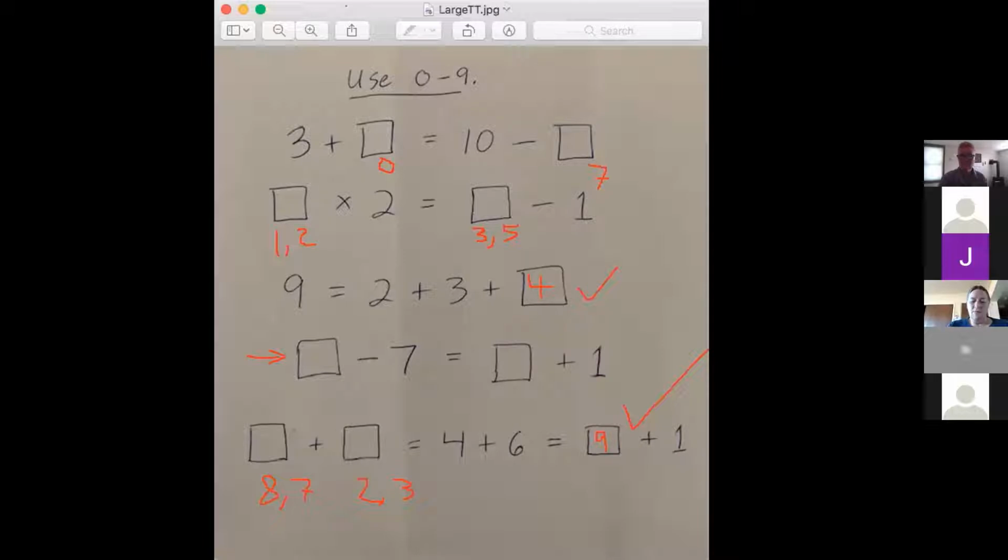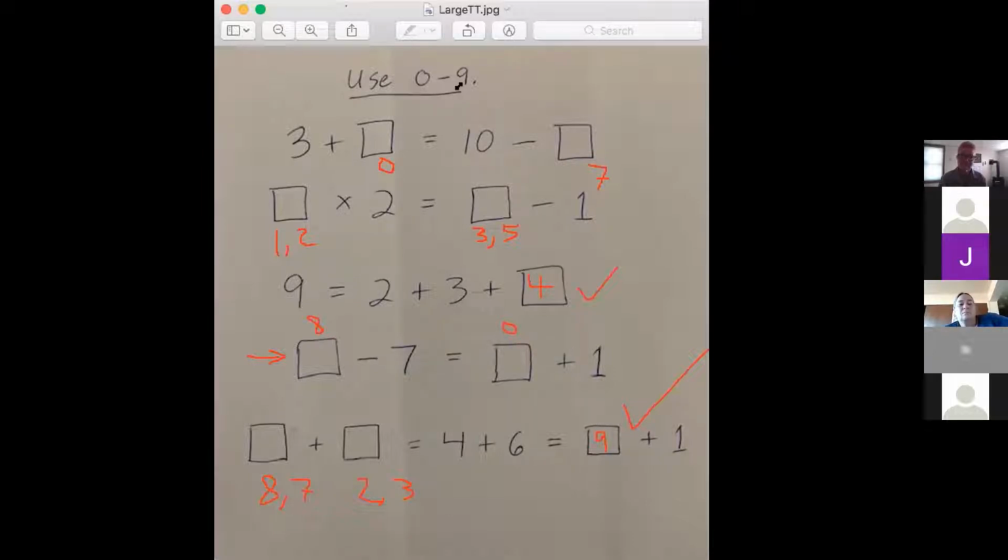So tell me a number. 8. And so let's try 8. If we had 8 minus 7, what's that equal to? 1. And so then if I want to get something plus 1, could I put something in here and make this work? 0. Sure. So that's a possibility.